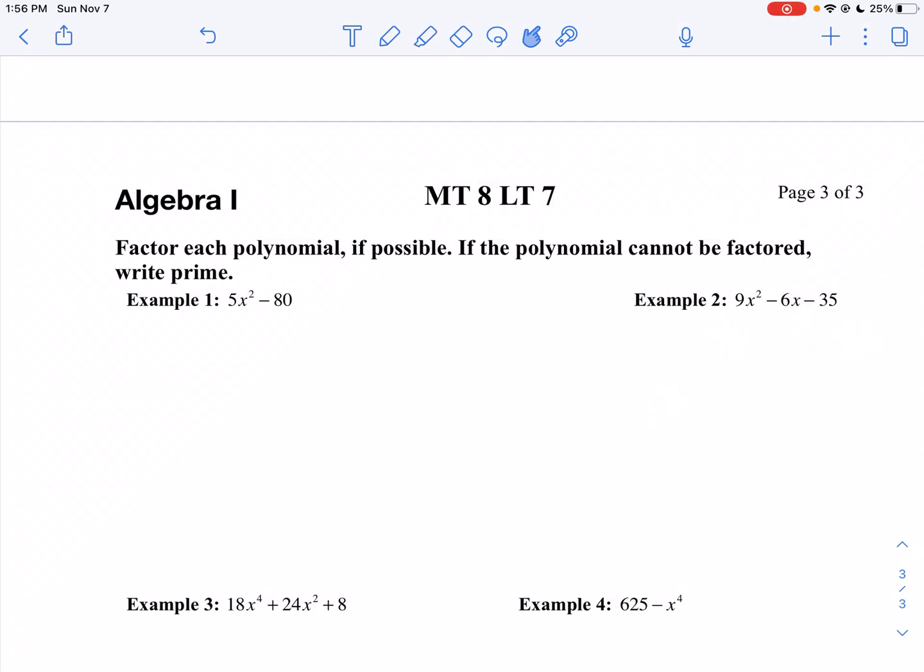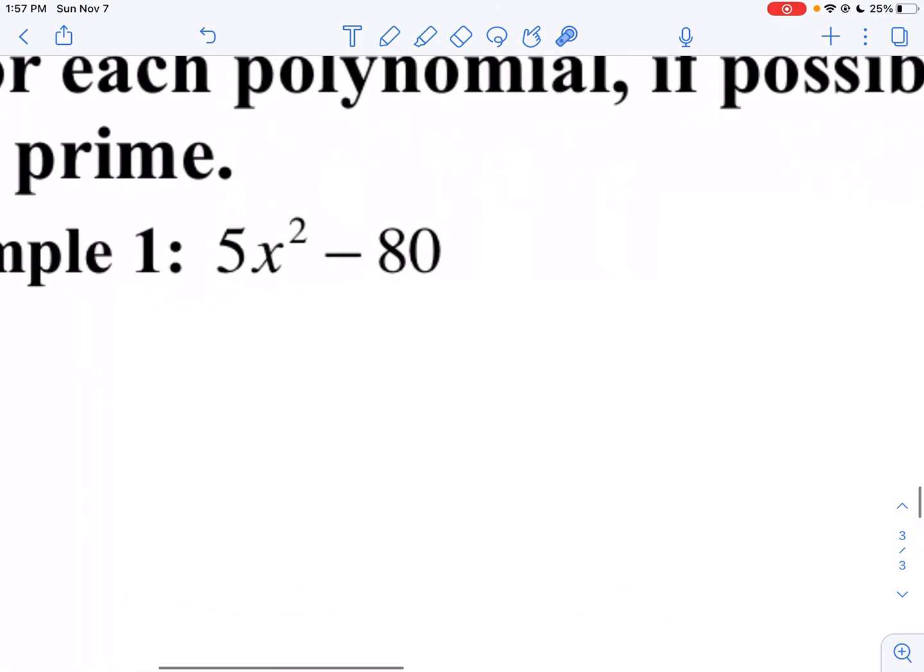Okay, now, on the last set of example problems we'll look at here, what we want to do is factor each polynomial, if it's possible. If the polynomial can't be factored, we'll write the word prime. So I start with example 1 here. I have 5x squared minus 80.